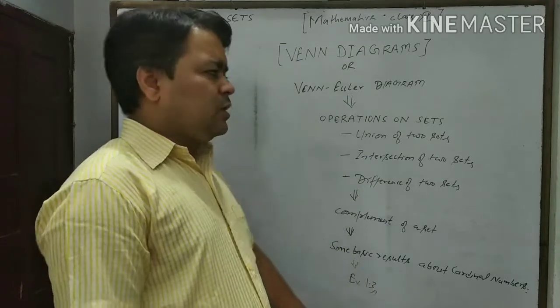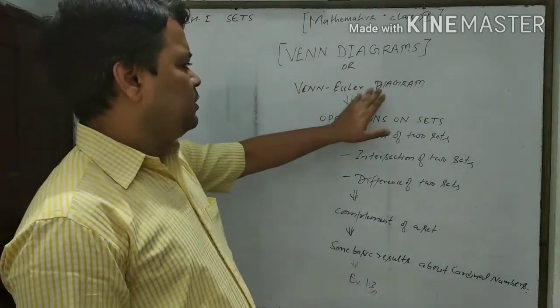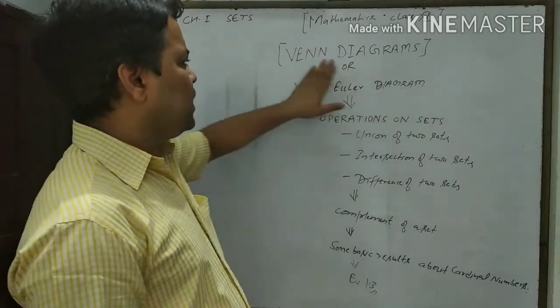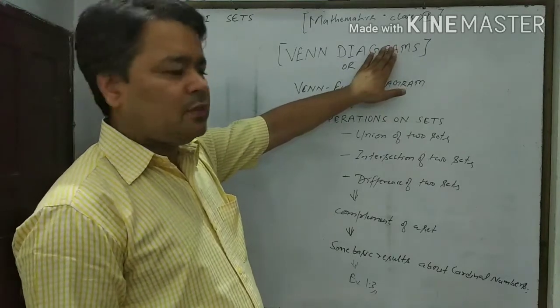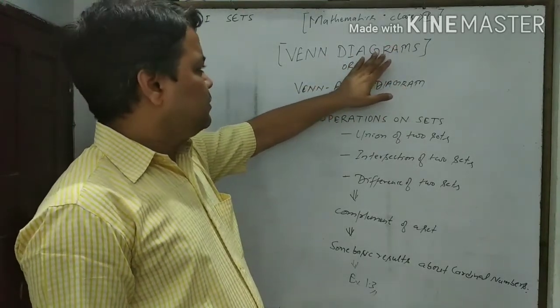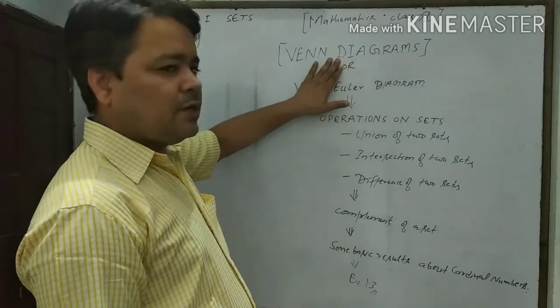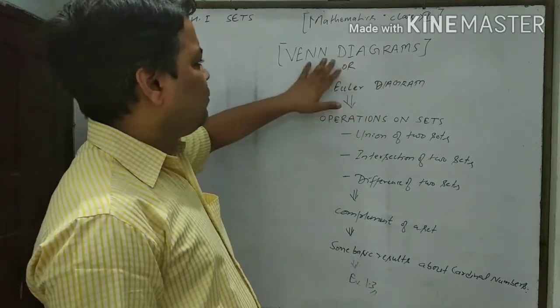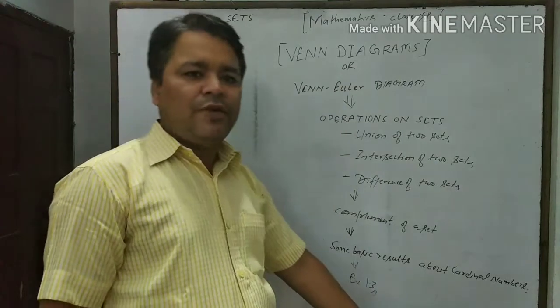So let us start the Venn-Euler's diagram, which is also known as Venn diagram. This is a Venn diagram because it was represented by, or we can say the founder of the Venn diagram is John Venn.